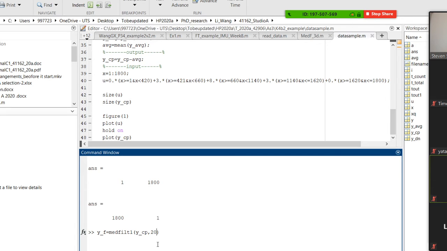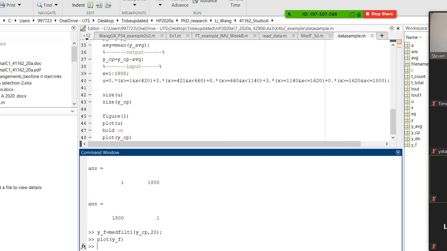So you order the sample values in sequence, and you find number 10 or number 11, and then you use that value. After this, we can see what we get. If I plot YF, maybe we can see the signal become much cleaner.